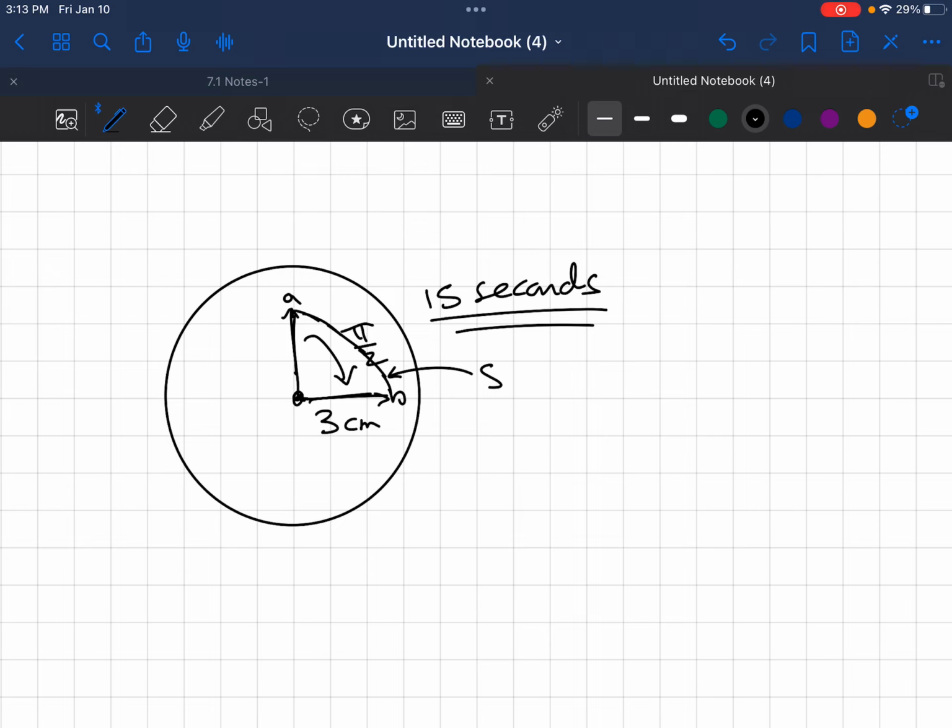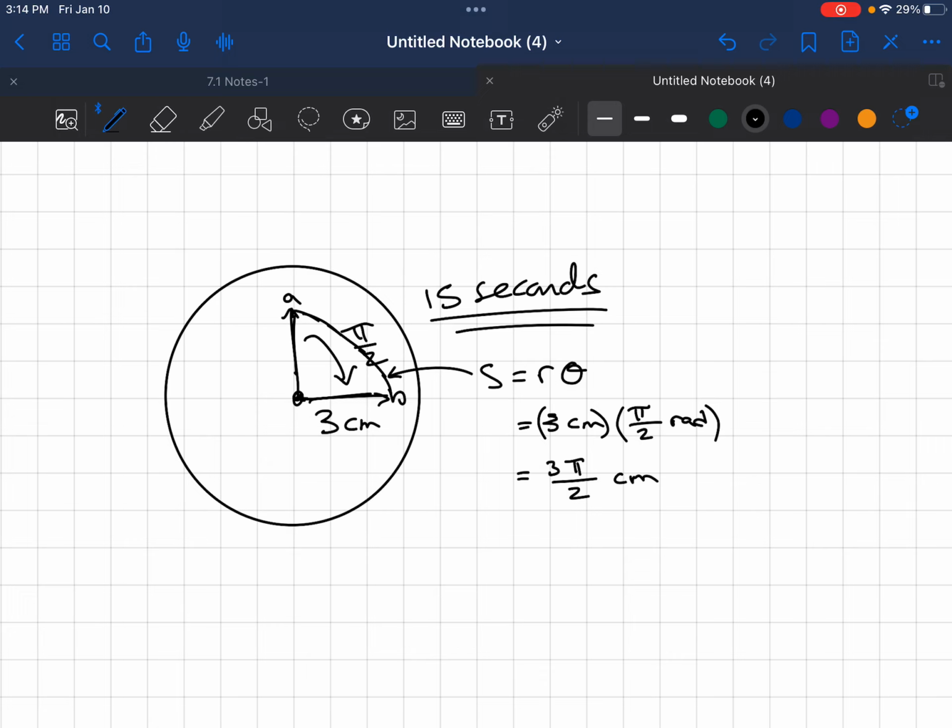sector's arc length is going to be equal to the radius times the angle, and so that's going to be 3 centimeters, and we're going to multiply that by pi over 2 radians, and again, the radians are non-unit, and so we get 3 pi over 2 centimeters is how far the ant traveled in those 15 seconds.